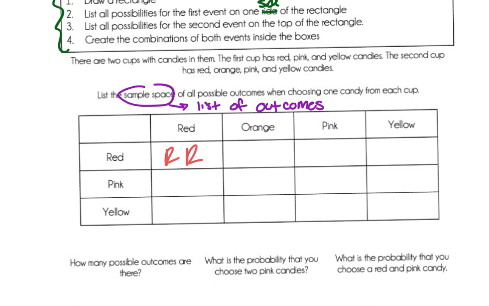Then if I go one over, I could pick red from the first cup and orange from the second cup. I could pick red from the first cup and then pink from the second cup. Then I could have red, then yellow.